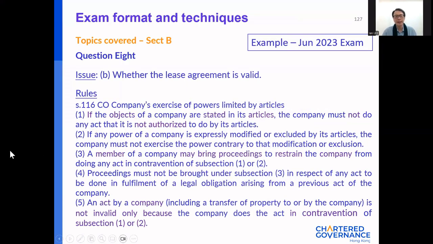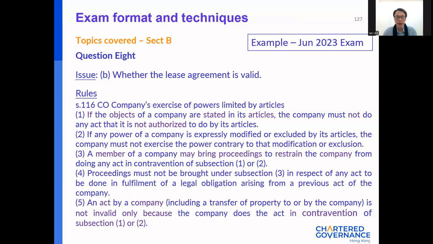Okay, so whether the lease agreement is valid. Despite all those breaches, the company still signed a lease agreement with another company. So you want to know whether it is still valid, meaning can that company still demand that you pay rent to them as stated in the lease agreement. So our starting point will be section 116.